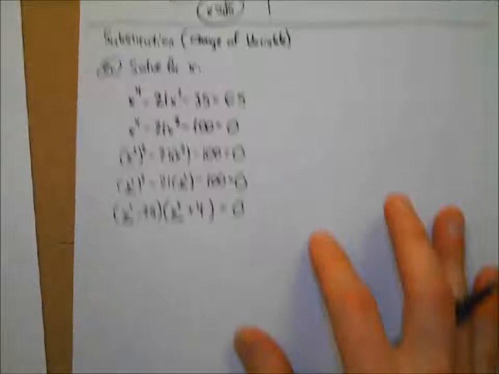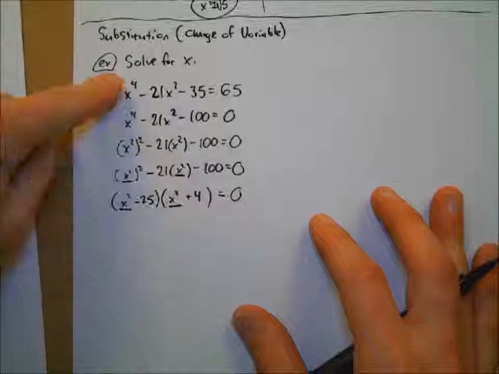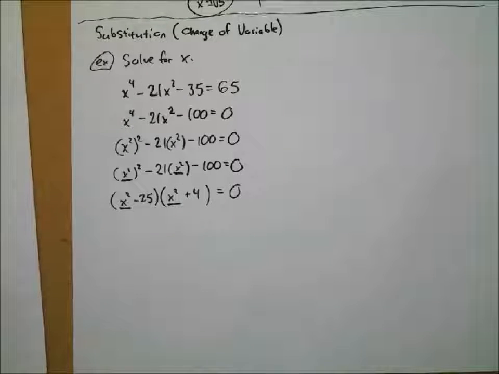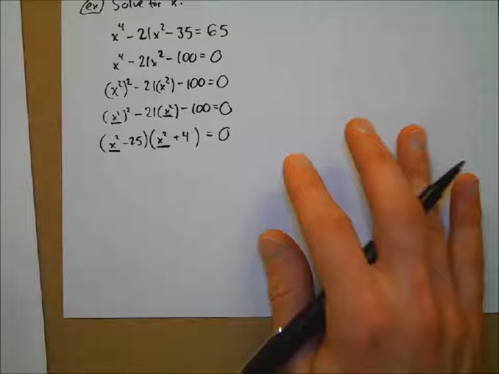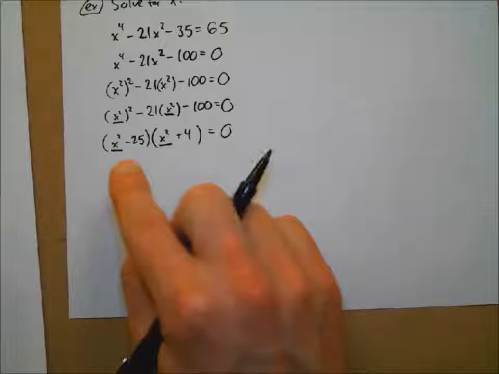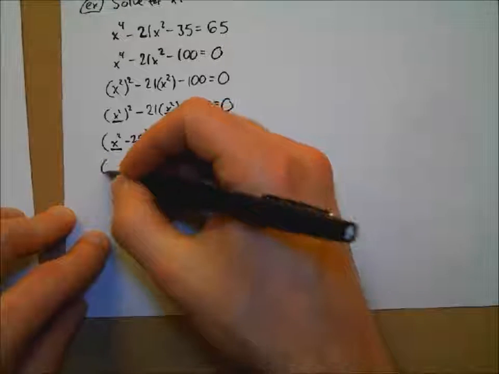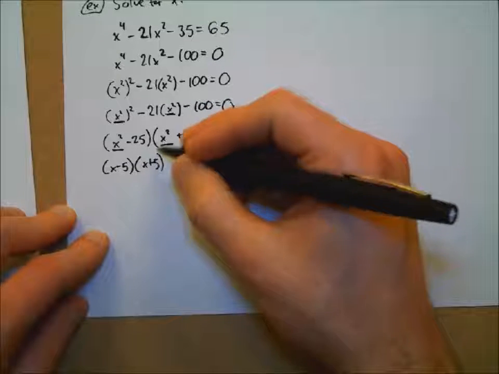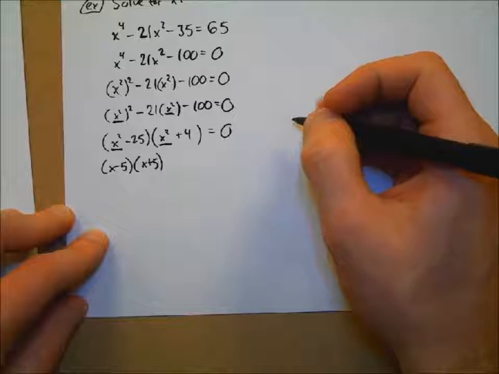So we took something that wasn't a quadratic, but could be manipulated to look like a quadratic, and we then factored it as if it was a quadratic. Now, can we factor any further here? Yeah, Liam? x minus 5, x plus 5. There you go. x squared minus 25 is a difference of squares. What about x squared plus 4? Do we have a rule for a sum of squares? No, we don't, so it has to stay that way.